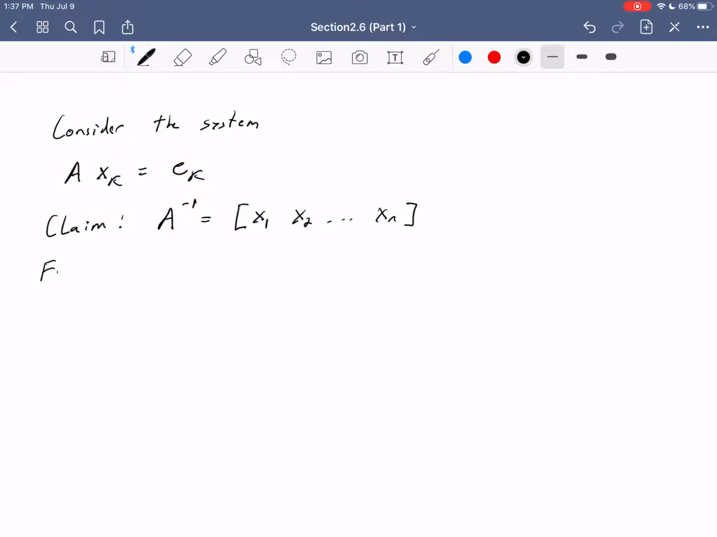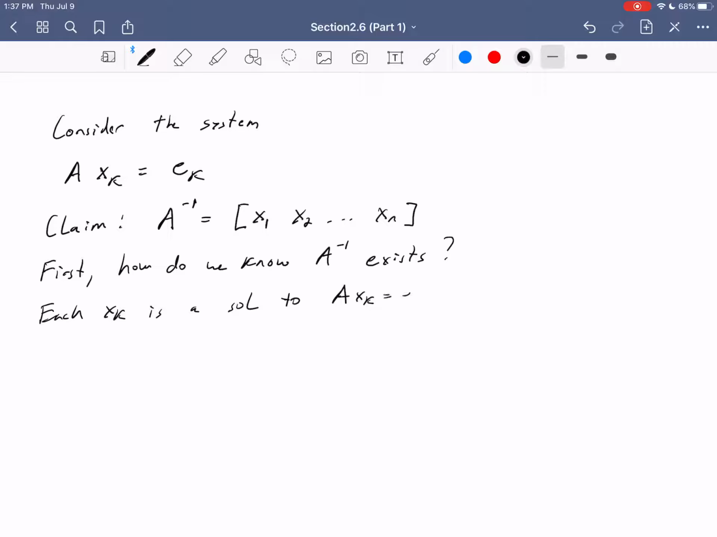So first, how do we know A inverse exists? Well, if you think about that, each x sub k is a solution to A x sub k equals E sub k, which we know has a unique solution. How do we know it has a unique solution? Since the rank of A is equal to n.